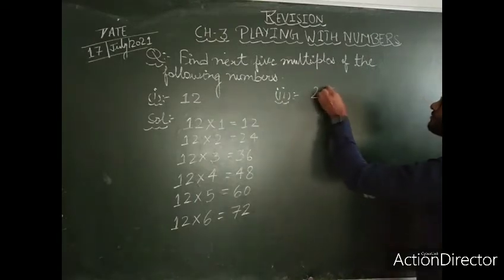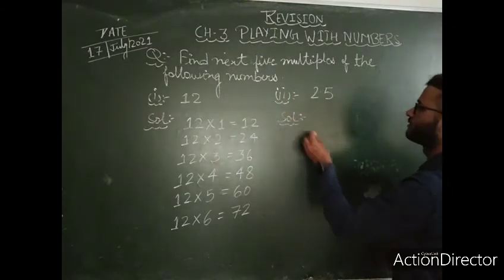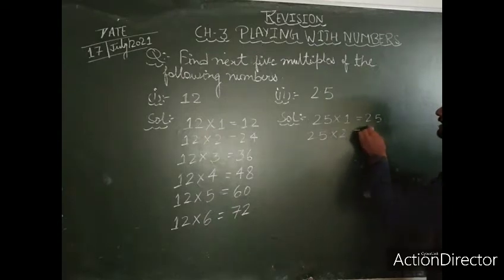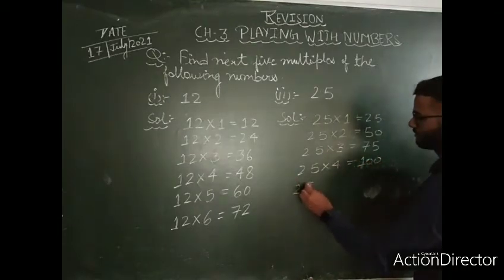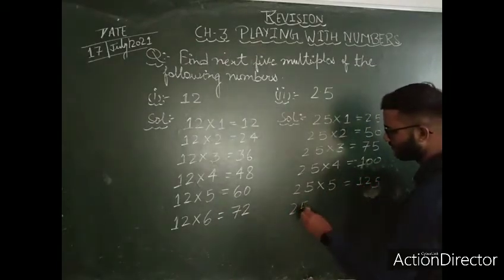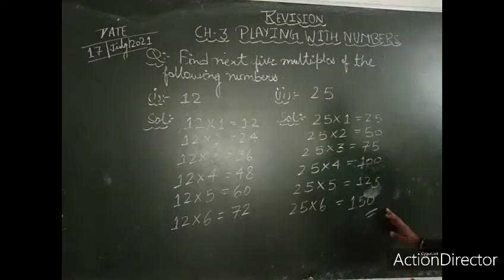Okay, 25, right? Here we find the next 5 multiples of 25. 25 multiplied by 1, 25 1s are 25, 25 2s are 50, 25 3s are 75, 25 4s are 100, 25 5s are 125 and 25 6s are 150, right? So these are the next 5 multiples of 25 here.